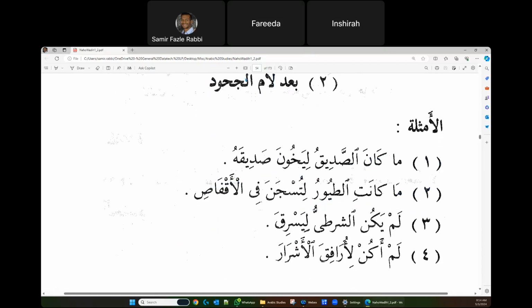How would you say that second sentence with the anna inside of it? Like, how would it be? It would be ما كانت الطيور لأن تسجن في الأقفاص. It's just a لأن. It's a hidden N.